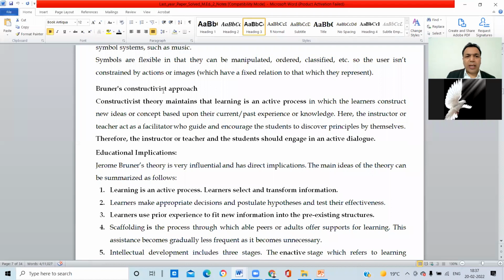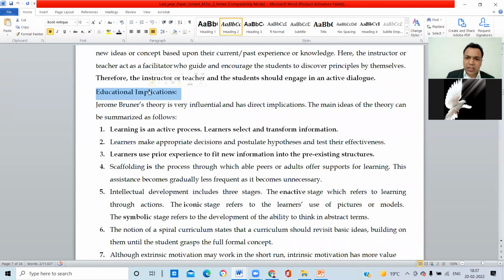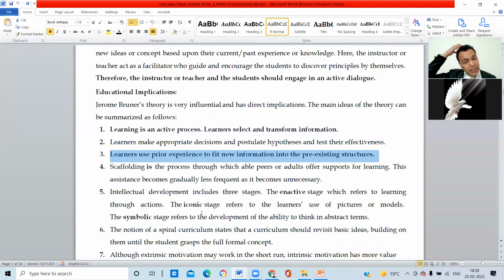Along with that, you have to define Bruner's constructive approach, right? Means Bruner has given a theory. Now what is the outcome of the theory? The outcome of the theory, you can say the educational implication, is that learning is an active process. Learner selects and transforms information, right? Learner uses prior experience to fit new information into a pre-existing structure. It is also talking about the schema, if you remember, which we did in the Piaget theory of cognitive development.